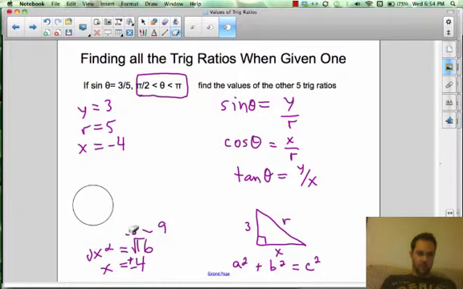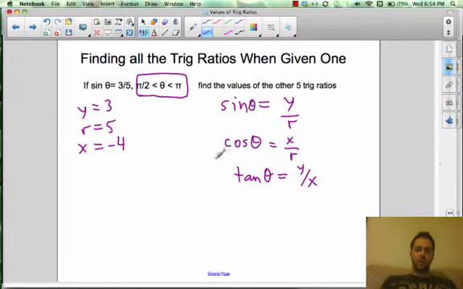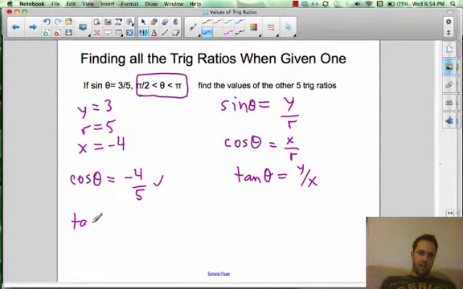Okay, so I have to make some space here. So now we have all the values we need to find the other 5 trig ratios. So all we have to do is simply plug them right into our formulas here. Cos theta is x over r. So that's negative 4 divided by 5. We're done. Tan theta is y over x, so that's 3 divided by negative 4. Of course, we don't put the negative specifically into the denominator, and we're done with the tan.